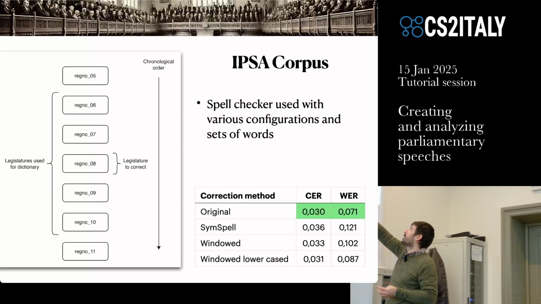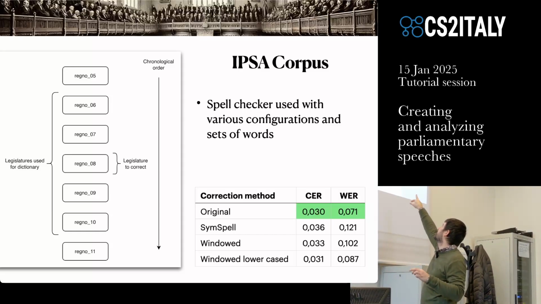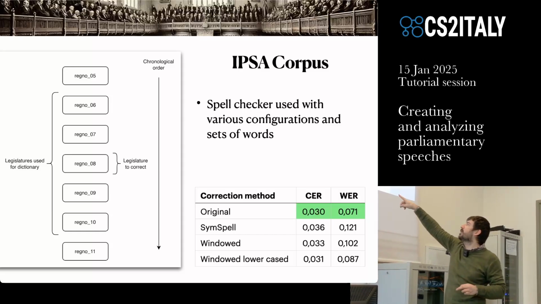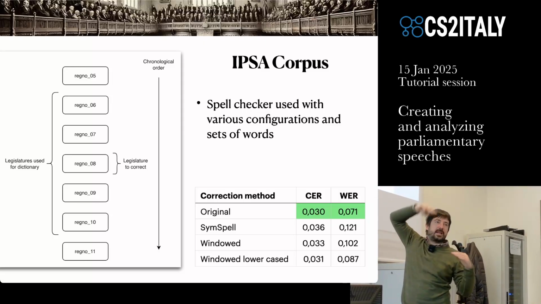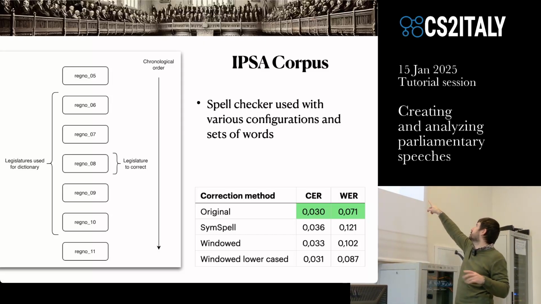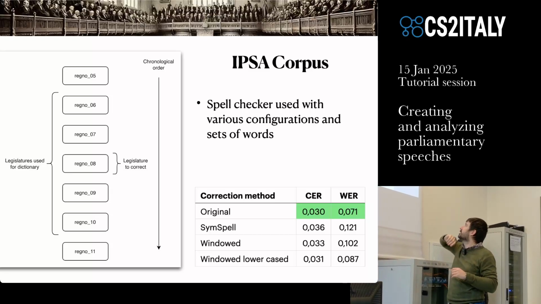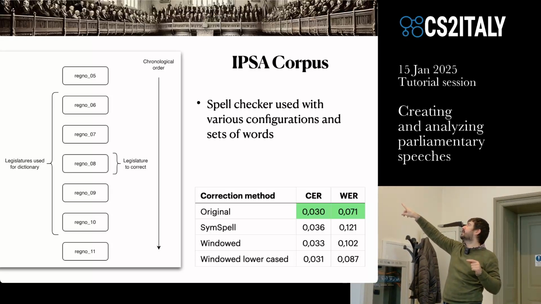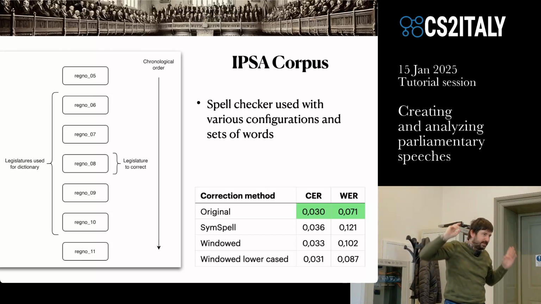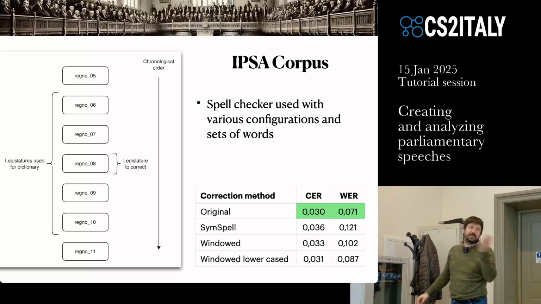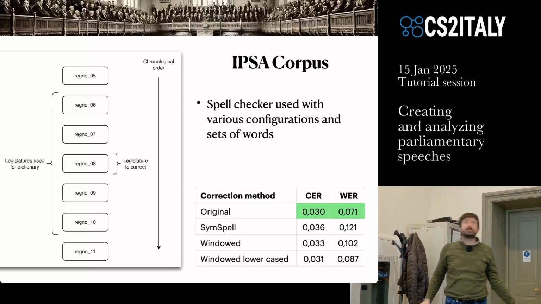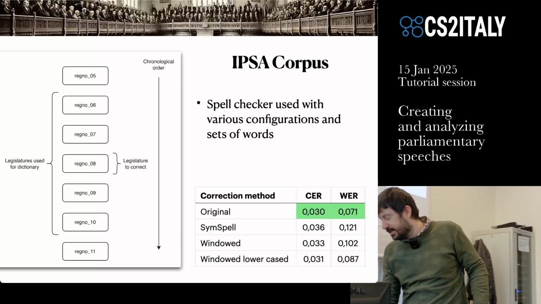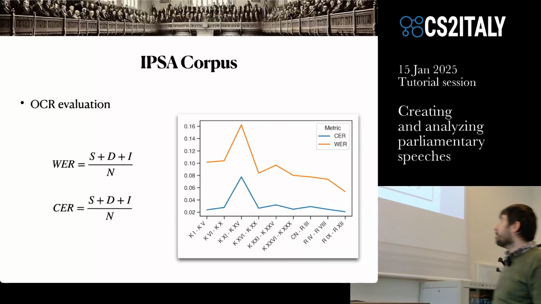So if we apply SimSpell from scratch, we get really worse results. If we apply this windowed strategy, we do slightly better. If we apply it lowercase, we reach almost the original data, but anyway, it's better to leave it as Tesseract gives to us.